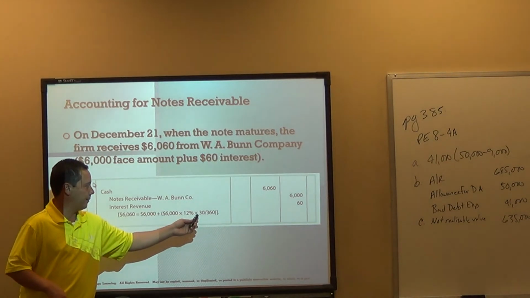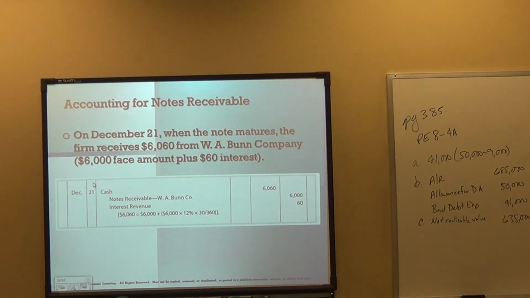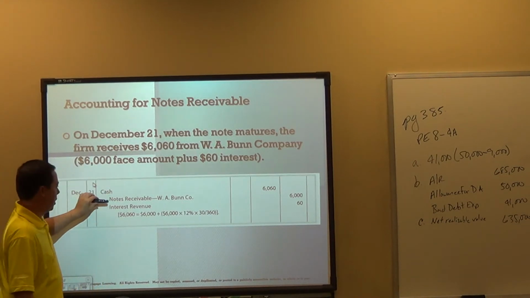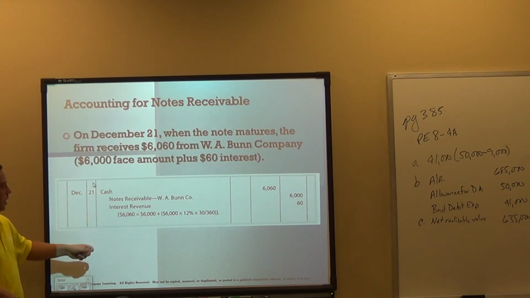12% times 330 out of 360, which is 112. So basically 112. So we'll get 1% over that. And so that's where it comes up to 660. So I get cash in, notes receivable, and interest revenue as a part of that. Because I had additional revenue I made because I gave them that loan, gave the extra 3 days to pay it. So that's how that's broken down there, and that's the total cash that we got here.